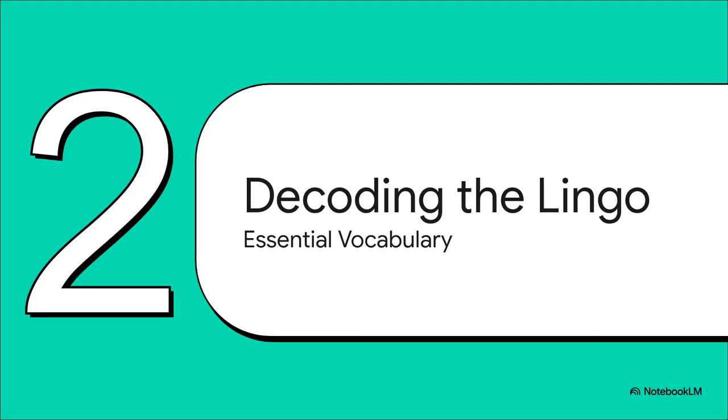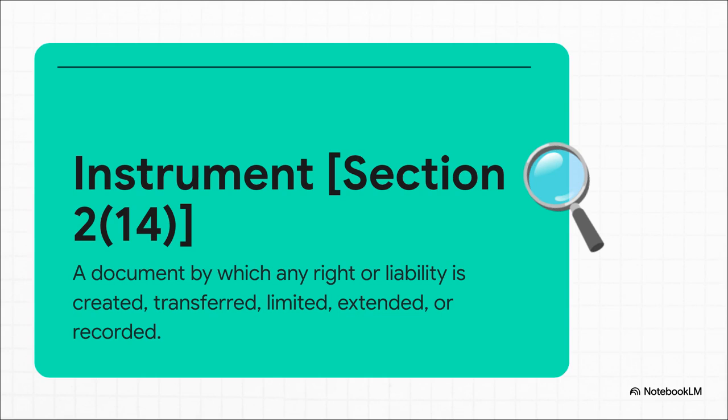All right, like any law, this one has its own special vocabulary. But don't worry, it's not as complicated as it sounds. We're just going to break down the three most important terms. Once you get these, you'll see the rest of the puzzle starts to fit together. First up, the big one, instrument. This is the thing the whole law is about. It's not just any piece of paper.